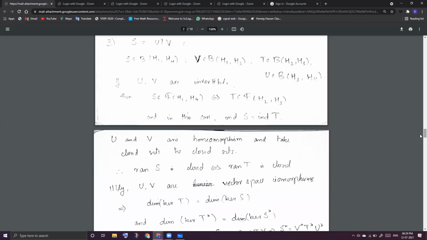So again, for proving that, what we do is, U and V are invertible. So they being invertible means that first of all, these are bounded operators, so they form homeomorphisms when they are invertible. So they take closed sets to closed sets. So what we have is, if range S is closed, then it is equivalent to saying that range T is closed.